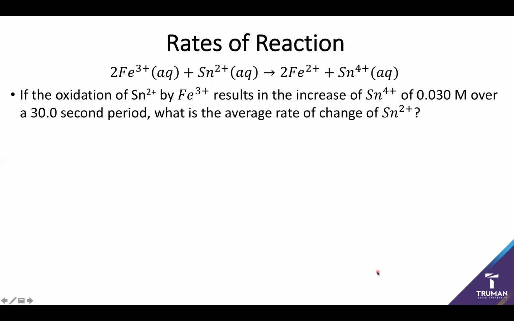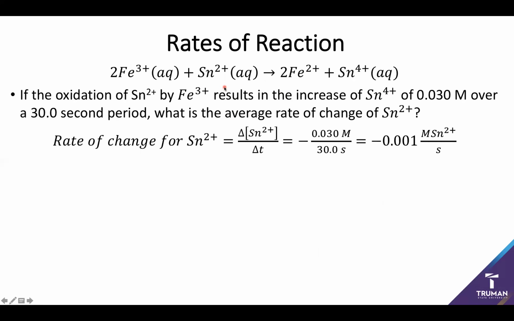However, we aren't just generating products, we're also consuming reactants. So what would be the average change in my tin 2 plus concentration? Most notably, again, this will be the change in tin over time. If we produce 0.03 molar of the tin 4 plus, I'll be consuming 0.03 molar of my tin 2 plus. So we'll have the same general rate of 0.001 molar, or 1 millimolar, but now we have this negative sign because the reactant concentration is decreasing.